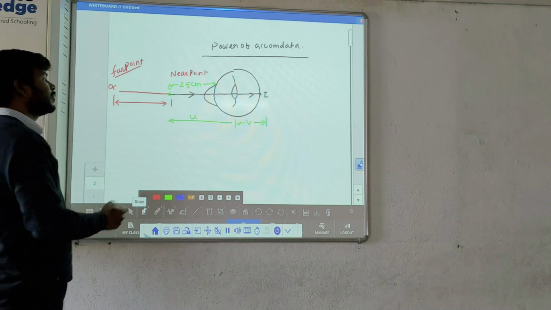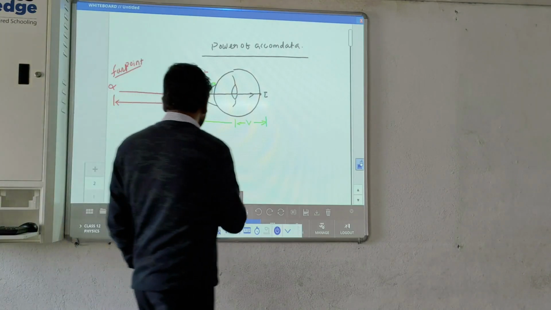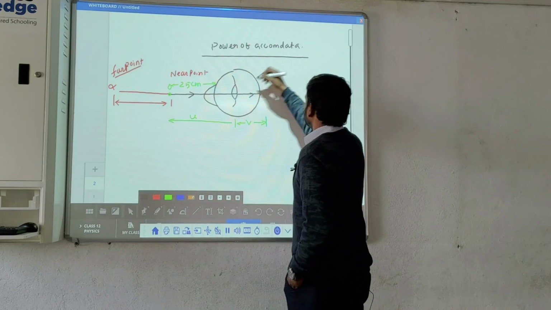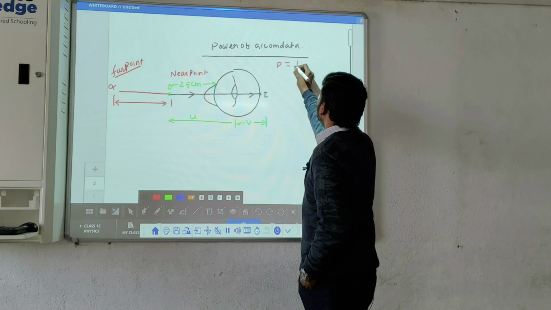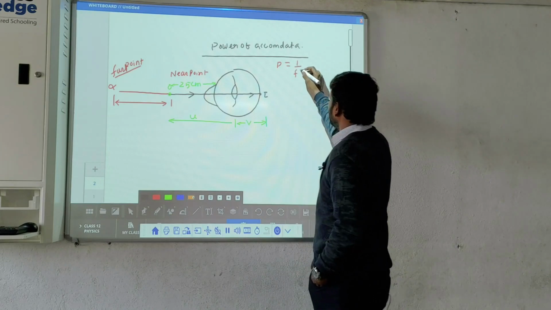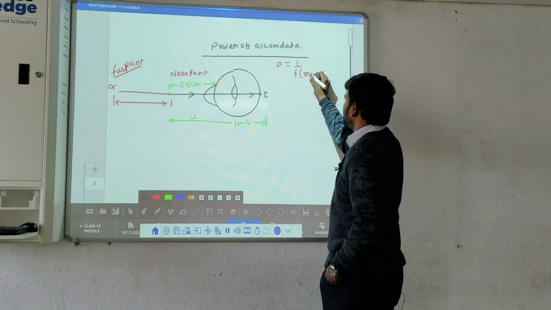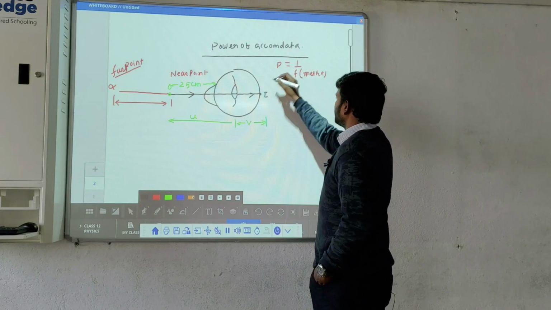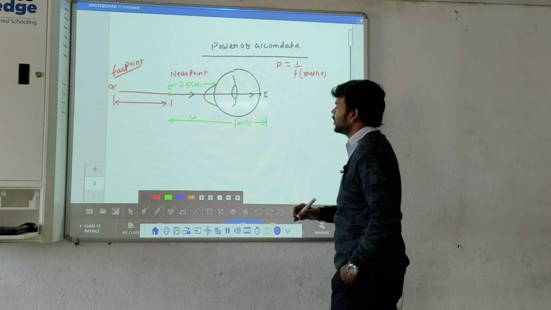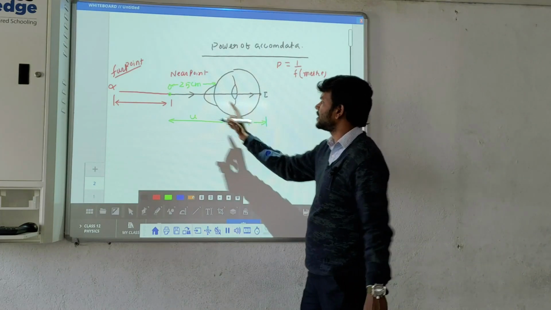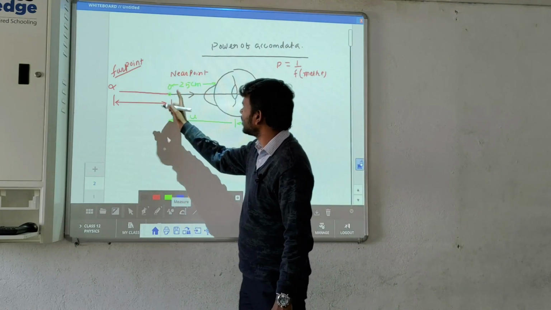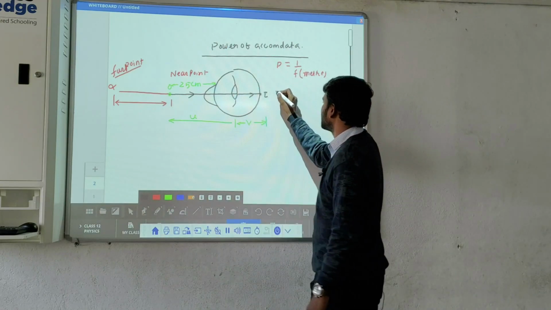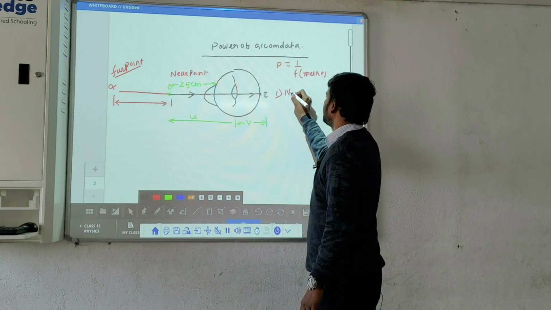So now we can calculate what will be the power. We have the general formula for the power of a lens. Since this lens is a convex lens, power P will be equal to 1 by F, the reciprocal of the focal length, and focal length must be measured in meter. Let's see what will be the power of this crystalline lens of the human eye when we are placing the object at the least distance of distinct vision, that is at the near point, and when the object is placed at the far point. So first I am calculating the power at near point.